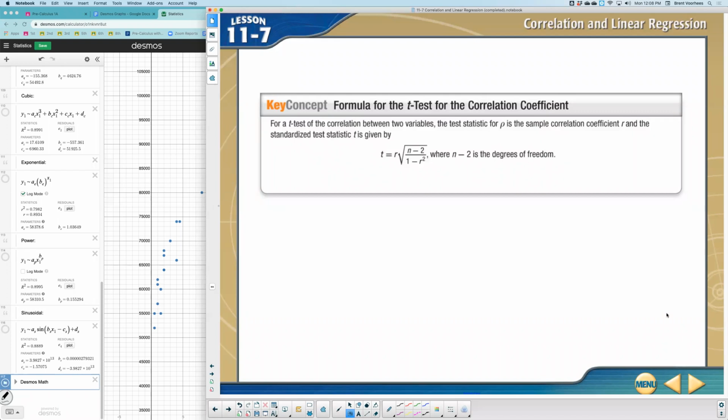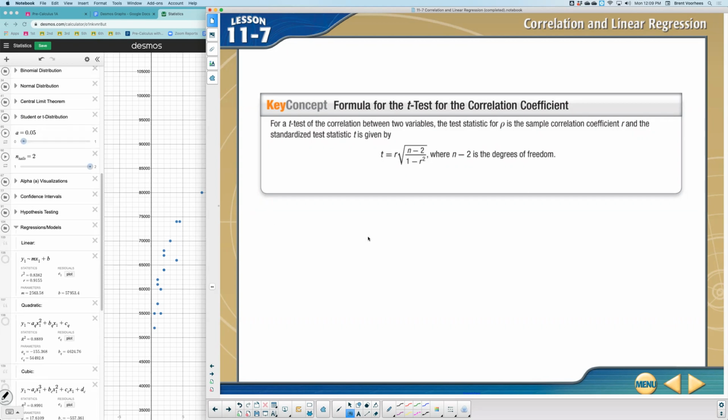All right, example 2. It says here, there's a formula for a t-test on the correlation coefficient. For a t-test of the correlation between two variables, the test statistic is the sample correlation coefficient R and the standardized test statistic given by this formula, where n minus 2 is the degrees of freedom. And so we'll see that as we go through here on the next problem.